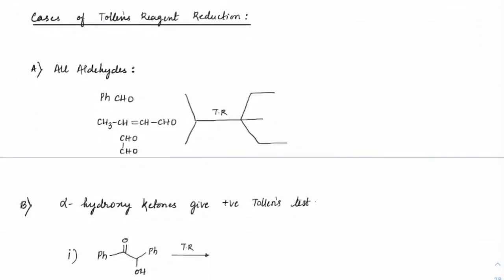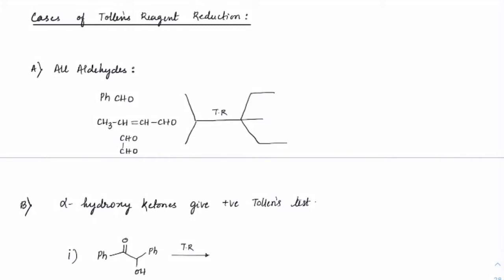Now, when it comes to Tollens, we need to check all the cases in which it gives the positive test. For instance, if we take benzaldehyde, or acraldehyde, or glyoxal, in all of these, what kind of product will you get? And would there be any disturbance in other groups or not? Alright, so let's see that.